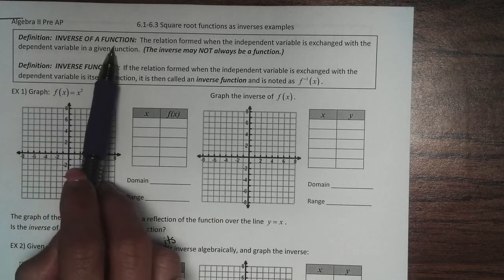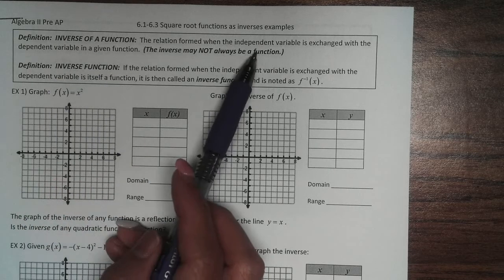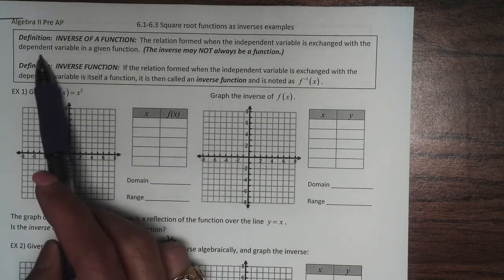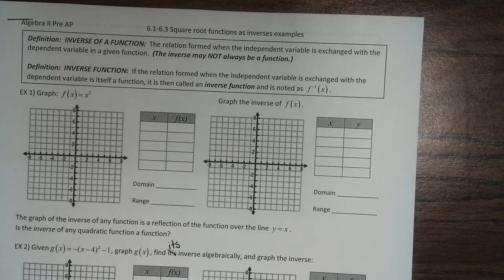Remember that an inverse is basically when you switch the x and your y variable, like your independent variable is exchanged with your dependent variable. So that's what the inverse is. So let's try it together. Example number 1. And you probably will need graph paper, so either print the document or just get some graph paper.